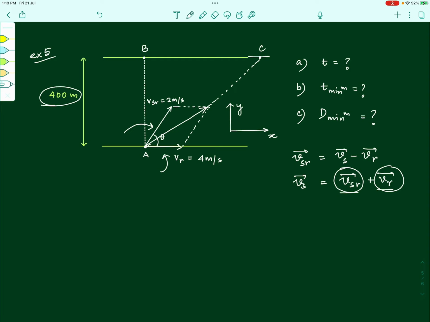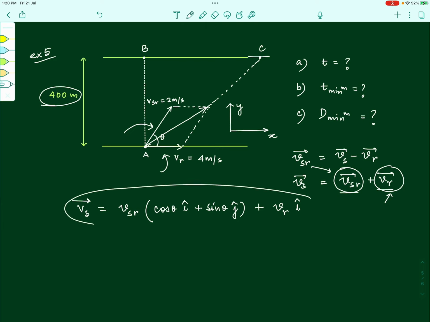Do we all see that we can write the vector velocity of the swimmer as VSR, which can be written in its component form as VSR, the magnitude of the velocity of the swimmer with respect to the river, into its components now. Can we write it as cos theta i cap plus sin theta j cap? What I have done here just now is I have split the vector VSR into its rectangular components along the x and the y axis, plus the velocity of the river VR can be written as the velocity of the river itself along the i cap direction. The river is flowing along that direction, right? So, this is how we can write the expression for velocity of the swimmer.